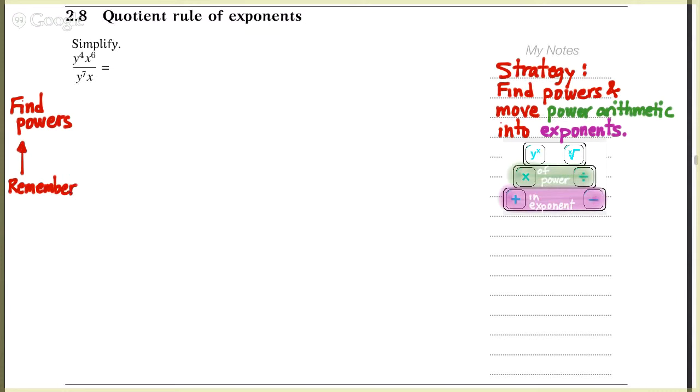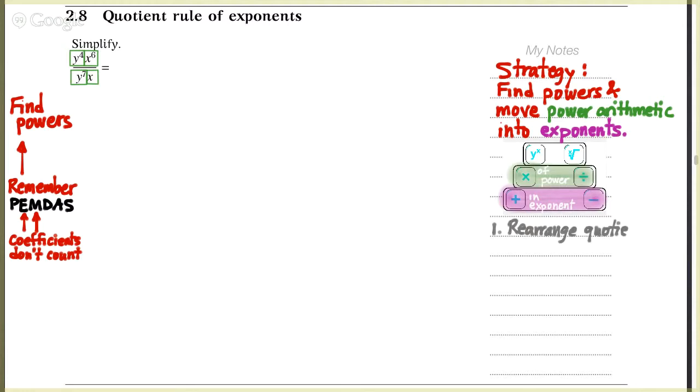First, let's do as we did before and locate the powers. So where are the power expressions in this example? Remembering the order of operations, and if there were coefficients here, we would remember not to include them in the bases of the powers. So we have a total of 4 powers written in this problem. Y to the 4th and x to the 6th are each powers in the numerator. Y to the 7th and x are each powers in the denominator. So we know where the powers are now.